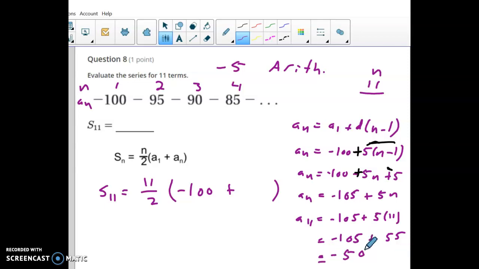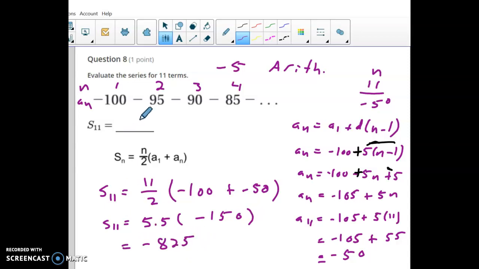If I did that right. That's going to be the 11th value. So n of 11 yields a term of negative 50. Plug that in as our last term, and now it's just crunch away. The sum, not surprisingly, is going to be negative here. 5.5 times negative 150. Then crunch that away on your calculator. When you type it in, negative 825.